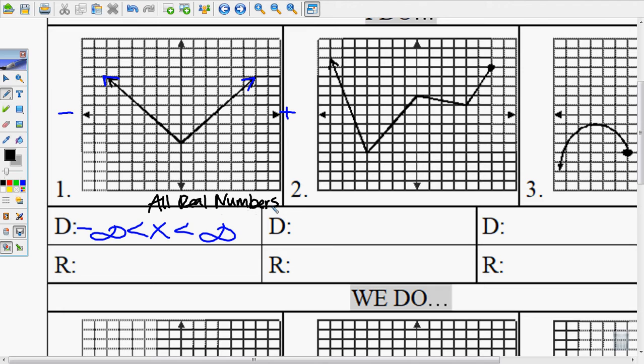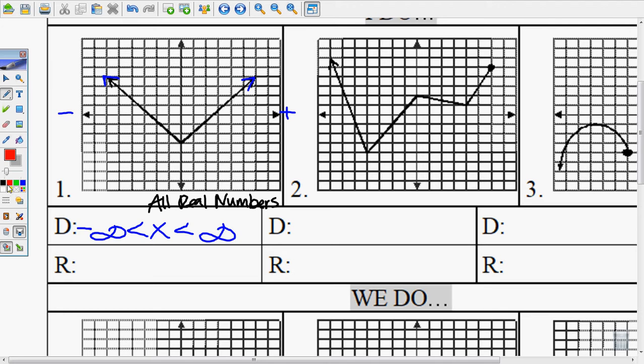All real numbers. So if I have from negative infinity to infinity, that means that any number I plug into this function will produce a solution. Got it? I can't really read it like that, but you get what I'm saying. I'm trying to make you prove it right now.